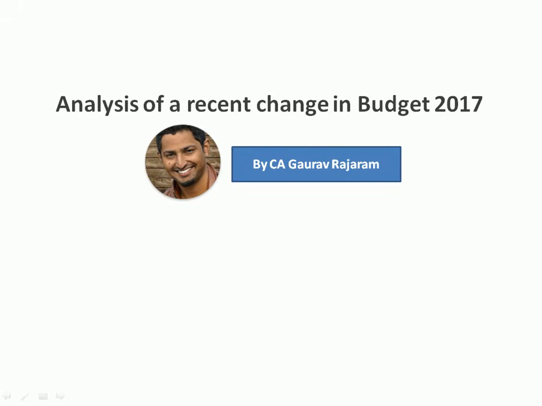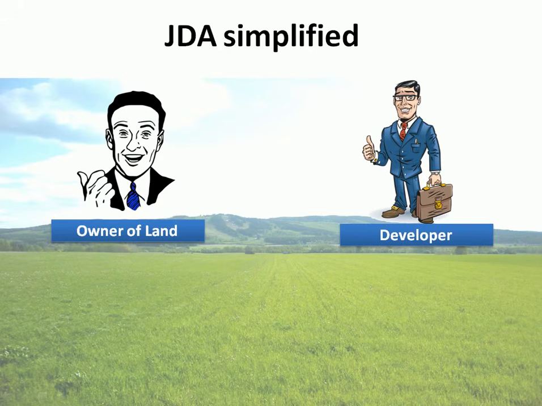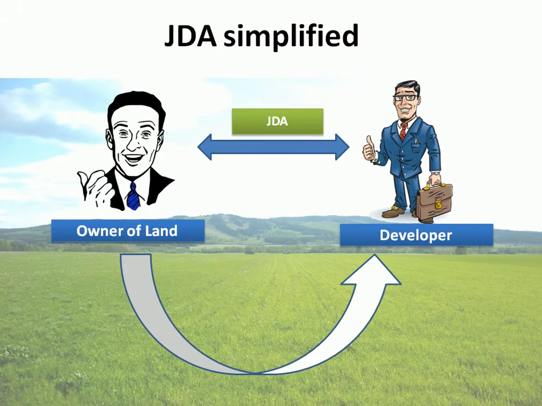Let's analyze a recent change made in Budget 2017 with respect to a very specific transaction which is known as a Joint Development Agreement. You may have heard of this term in recent times as it has become very popular. Now, what's a JDA? A JDA is essentially an agreement between two persons, the owner of a land and a developer.